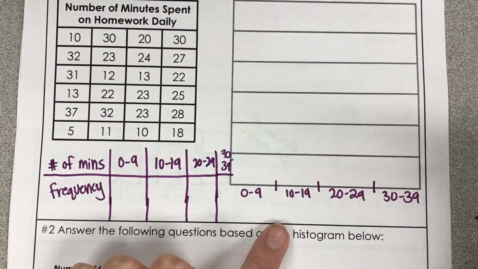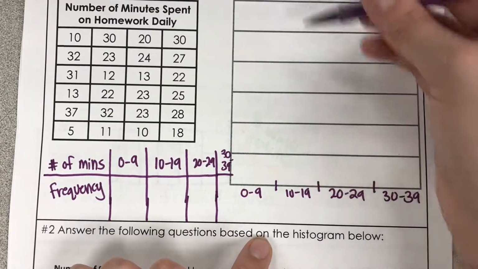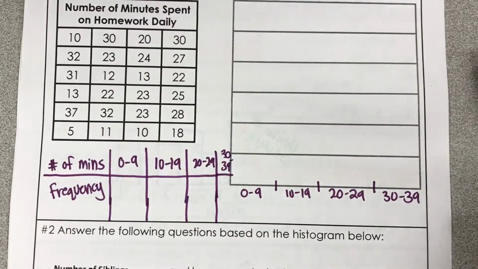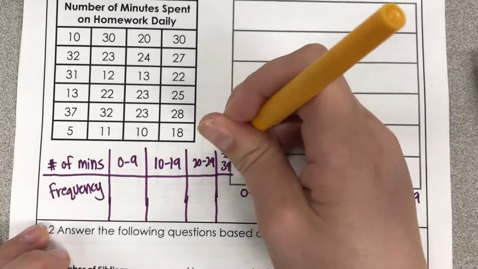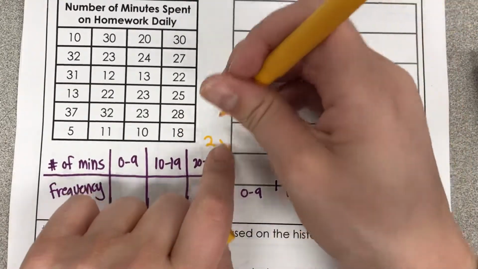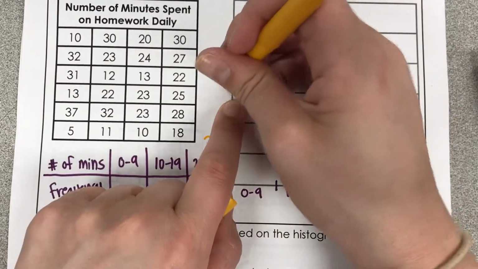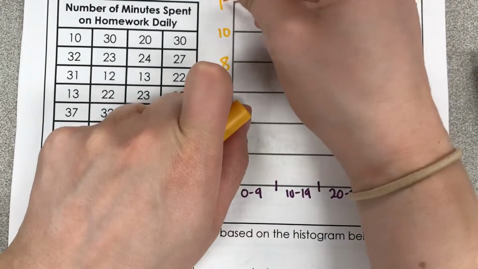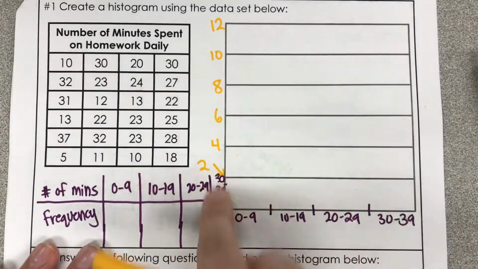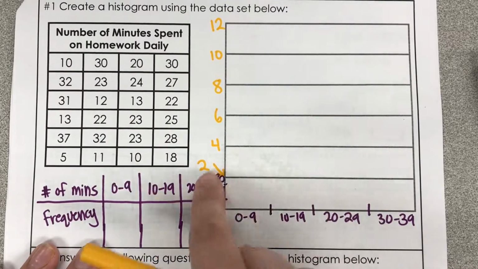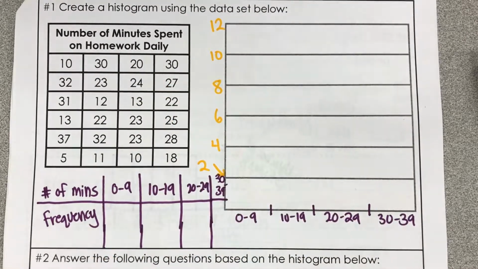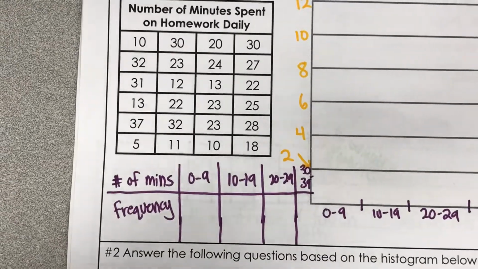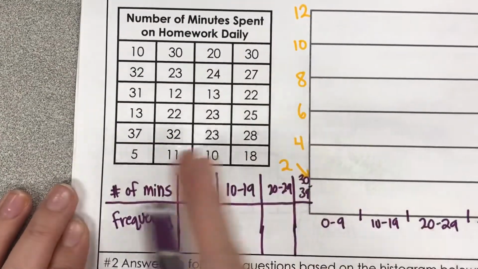Those are my intervals. And I'm not going to draw lines all the way up because I don't know what their frequency is. So this first line, I'm going to put an arrow. We're going to say this is 2, this value is 4, this value is 6, this value is 8, this value is 10, and the last value is 12. So this is the frequency. This is your intervals, this is your frequency. So let's go down my data and see which categories these numbers fall into.